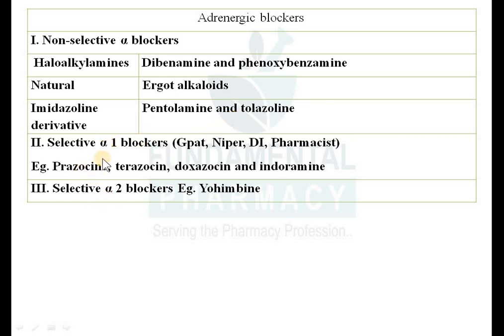So that's why alpha 1 blockers, selective alpha 1 blockers, have potential use in hypertension. Okay, so that's why selective alpha blockers are used in the treatment of hypertension. Okay, so what are the selective alpha 1 blockers? They will block the alpha 1 receptor.